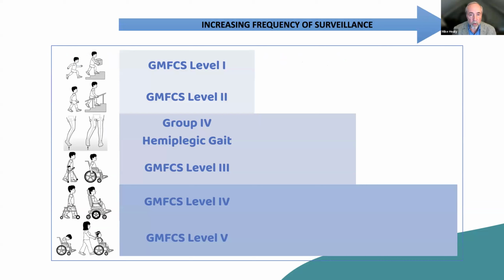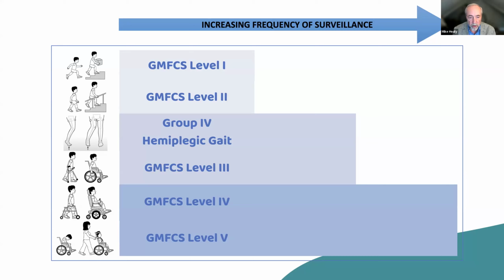So GMFCS level 1 and 2, if we look just across the x-axis as a need for increasing frequency of surveillance, GMFCS level 1s and 2s typically need less frequent monitoring, both radiographically and through physical exam.